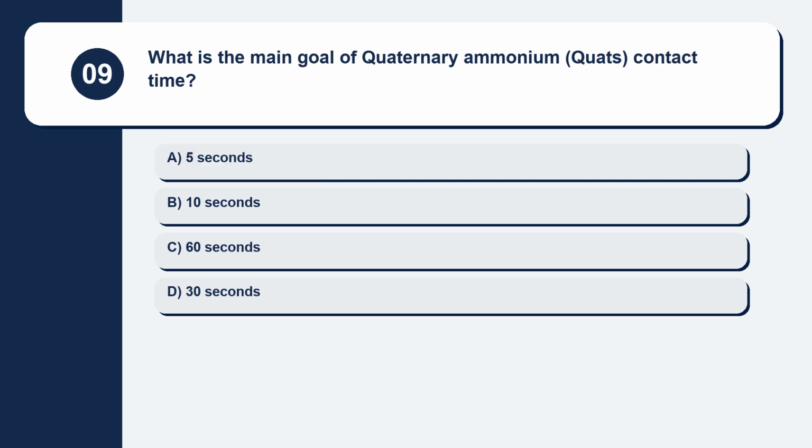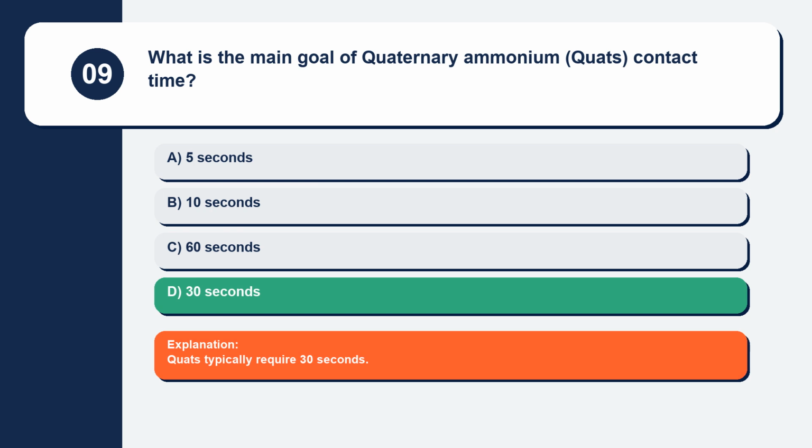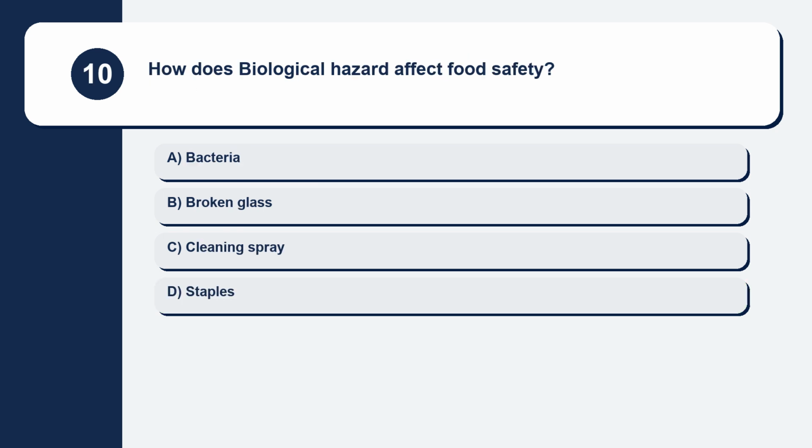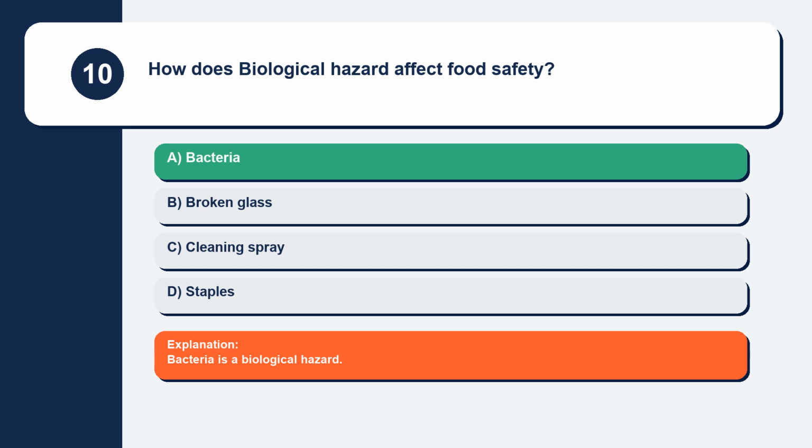Question 9. What is the main goal of quaternary ammonium, quats, contact time? 5 seconds, 10 seconds, 60 seconds, 30 seconds. Quats typically require 30 seconds. Question 10. How does biological hazard affect food safety? Bacteria, broken glass, cleaning spray, staples. Bacteria is a biological hazard.